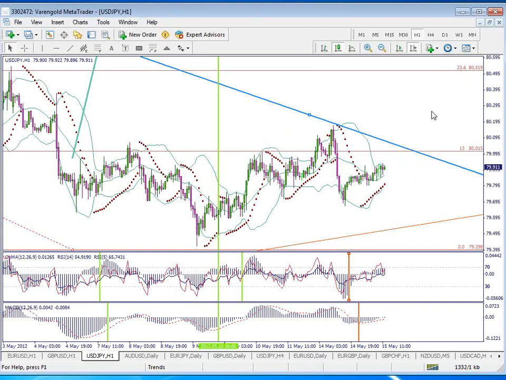It's possible to go up to 23 or maybe just to the half of the level to retest this channel line. And if the pair will be rejected, we will see in the next period one uptrend for dollar yen.